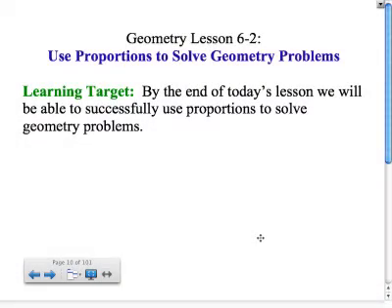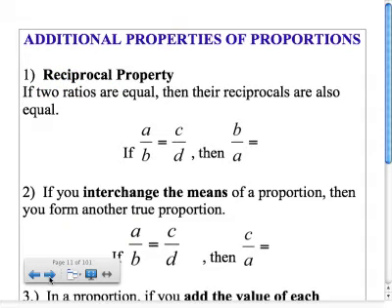In section 6.2, we're going to take the ratios and proportions that we began working with in section 1 and begin to apply them to different types of geometry problems. Okay, but some additional properties of proportions that we're going to take a look at here. The first one's called the reciprocal property.